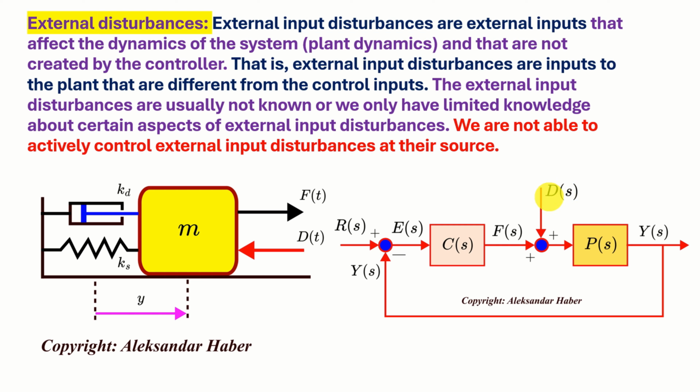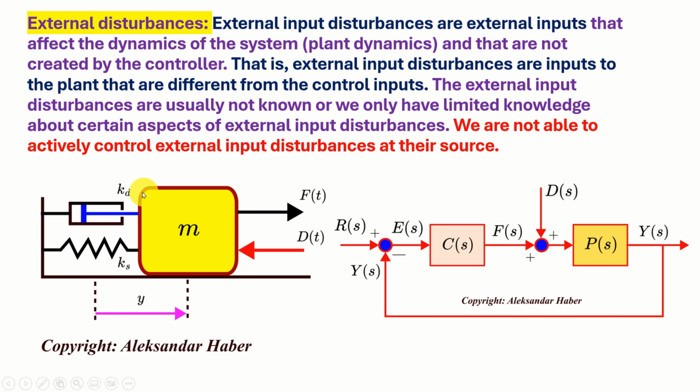What is very important to keep in mind is that we are not able to actively control external input disturbances at their source. That is, we cannot put some controller at this point over here and simply reject the disturbances. The disturbances are always rejected implicitly through an action of the control algorithm. However, they still somehow affect the system. And here is a practical example of external input disturbance. What you can see over here is a mass spring damper system.